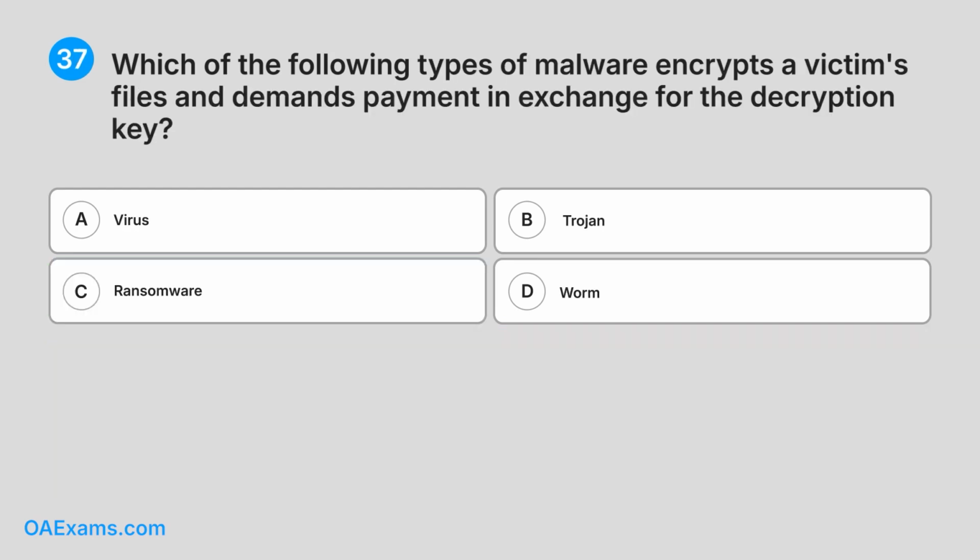37. Which of the following types of malware encrypts a victim's files and demands payment in exchange for the decryption key? A. Virus. B. Trojan. C. Ransomware. D. Worm. Can you guess the answer?